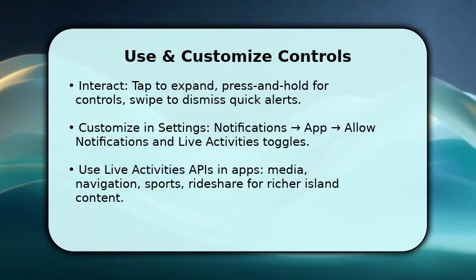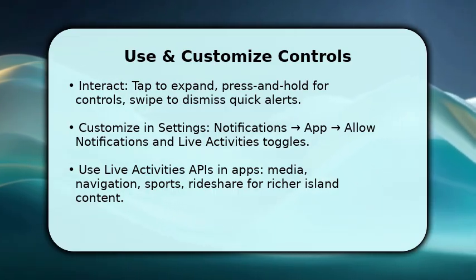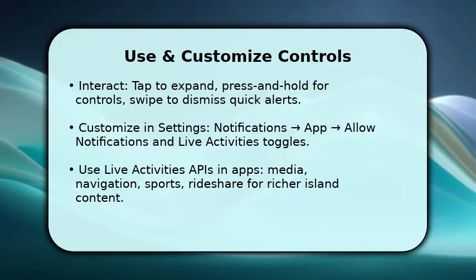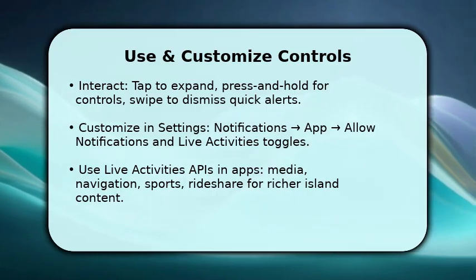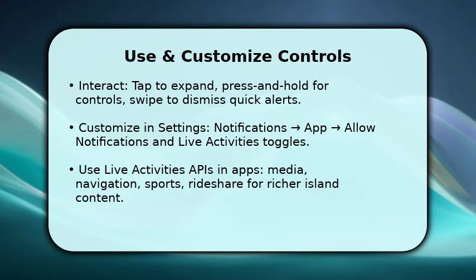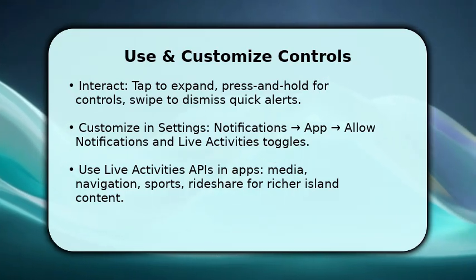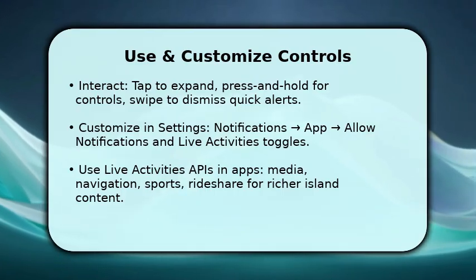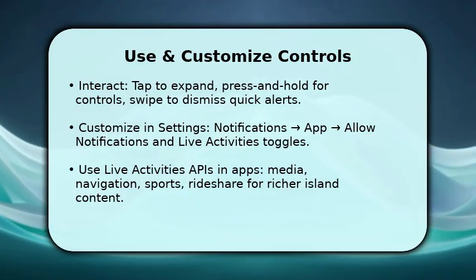To customize which apps can use the island, go into Settings and adjust notifications and live activities per app, making sure essential apps are permitted. Because the dynamic island surfaces live content, apps like Maps, Music, and Rideshare will show persistent info. Once configured, you'll get real-time updates without unlocking the phone.